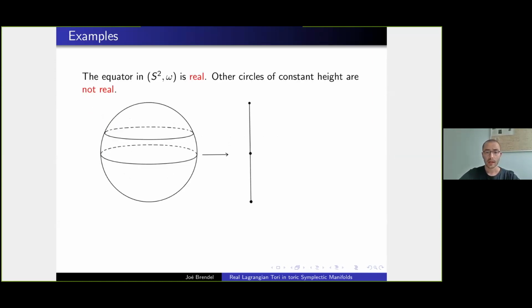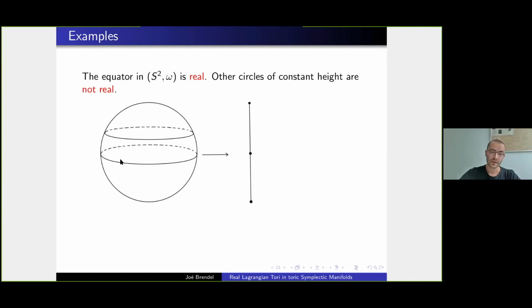Right. Maybe the most important of the basic examples for us today will be S² equipped with the standard area form, and I'll be looking more specifically at circles of constant height. So I indicated here that we have some kind of height function, maybe the usual one where you embed S² into ℝ³ and then you look at just the z coordinate. Then if you ask which one of these circles is real, there's basically only one among them, namely the equator.